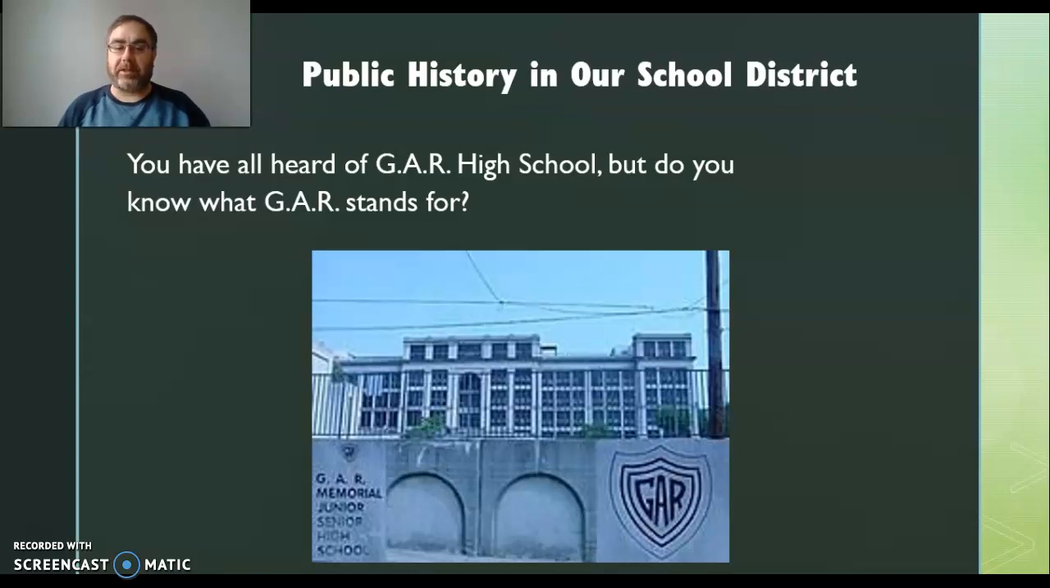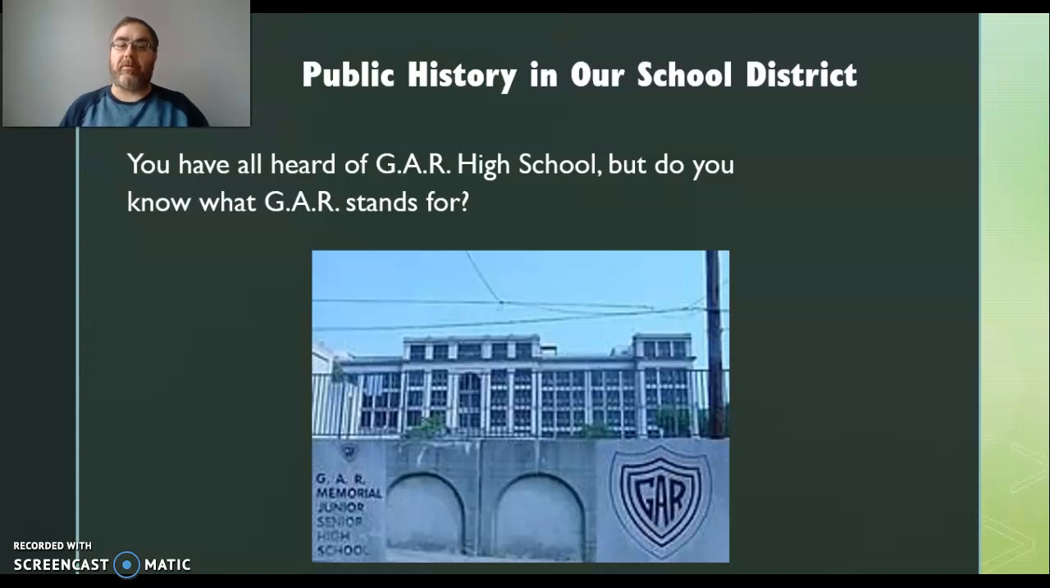The Wilkes-Barre Area School District, however, was on the brink of building a new school, and the idea became to dedicate the school to the Grand Army of the Republic, to the veterans of the Civil War. And when GAR was built in the mid-1920s, that's exactly what happened. It became GAR High School.